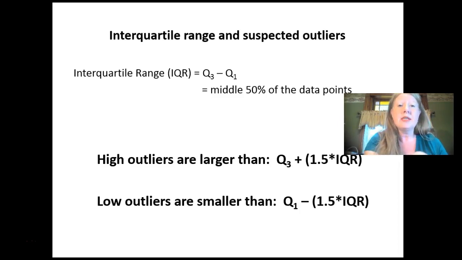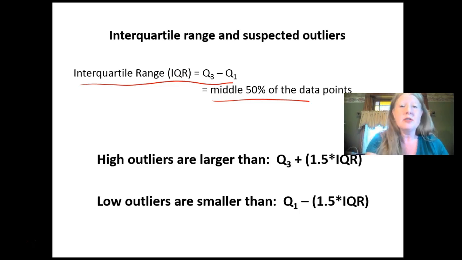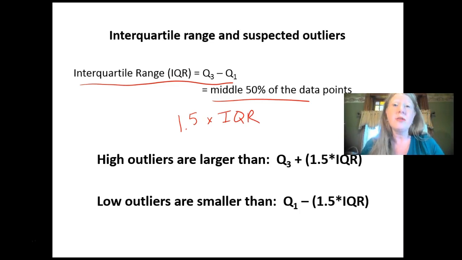Well, the very first thing we want to do is figure out our interquartile range. That would be quartile 3 minus quartile 1, and that gives us the range of the middle 50% of the data. Now once you have that interquartile range, you simply multiply it by 1.5. So 1.5 times the IQR. Again, we start by finding the IQR, then we multiply 1.5 times the IQR.